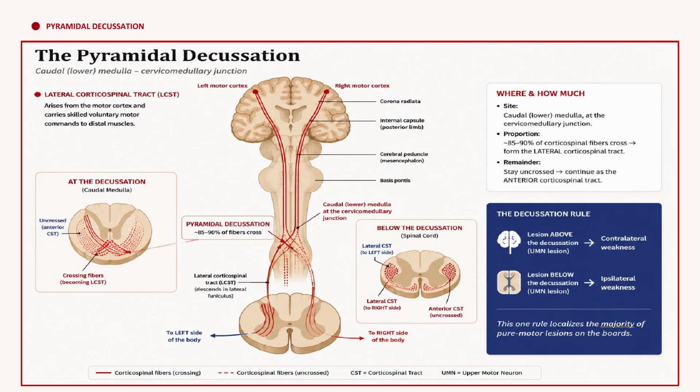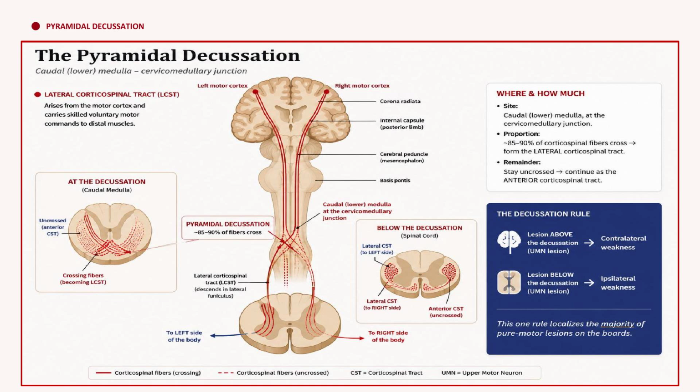This is the crossing, and it is the hinge of the whole tract. In the caudal medulla, at the cervicomedullary junction, roughly 85 to 90% of corticospinal fibers cross the midline. Those crossed fibers become the lateral corticospinal tract and descend in the lateral funiculus of the cord to control the contralateral limbs. The small uncrossed remainder becomes the anterior corticospinal tract. Everything you need to localize a pure motor lesion flows from this one fact.